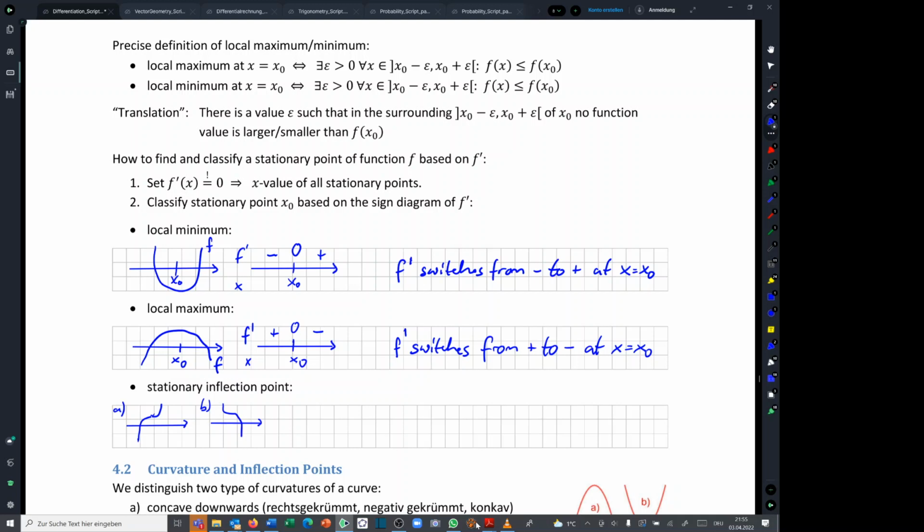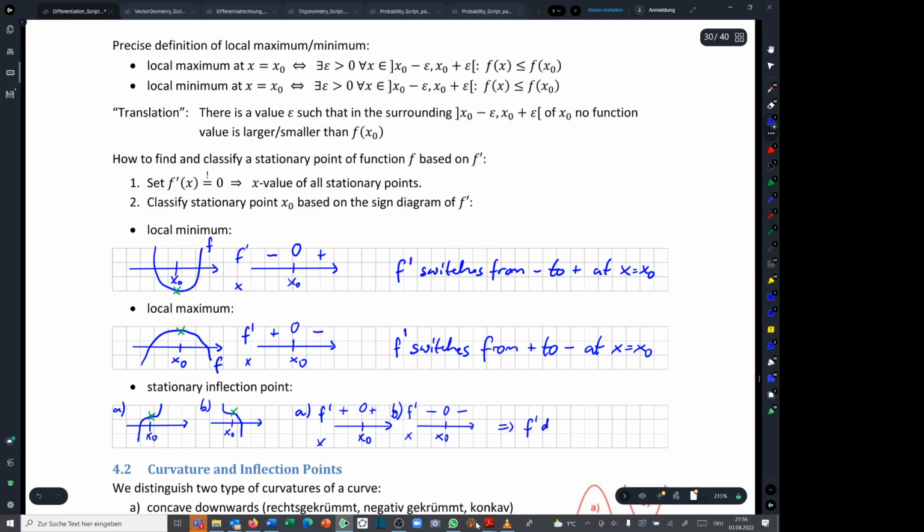Here comes the solution. In the first case, A, f dash is all the time positive because everywhere the tangent is increasing, the gradient is positive. In the second case, it's the contrary. Everywhere the tangent is decreasing, its gradient is negative. So we get here 0 plus plus, and here 0 and minus. So we found when we have a stationary inflection point, f dash does not switch sign at x equals x0. And that's it.